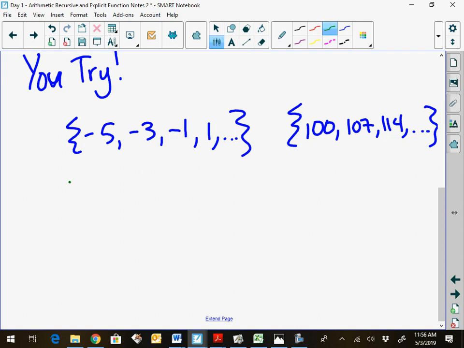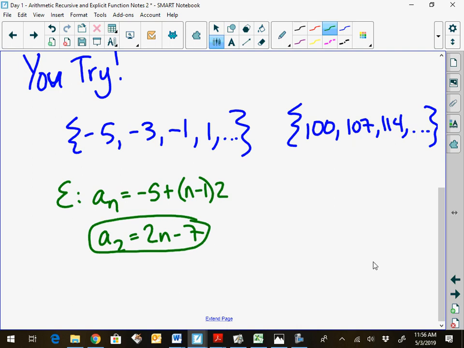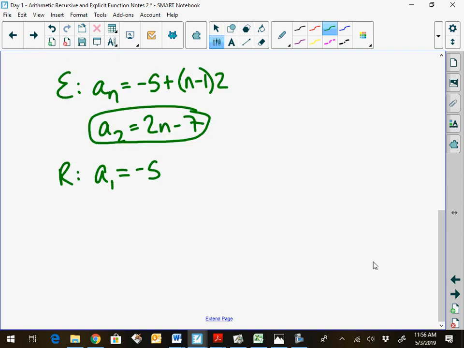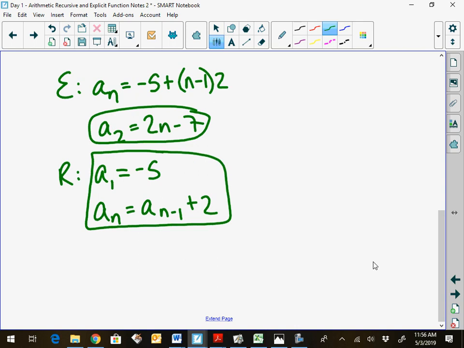So what you should have gotten for explicit, you would have said a sub n equals -5 plus n minus 1 times 2. So your final answer would have been 2n minus 7. And your recursive for this one, you would have said a sub 1 equals -5. And then notice I switched to a sub n. That's okay if you use k or another variable. So use a sub n minus 1 plus 2. So that's for the first one.